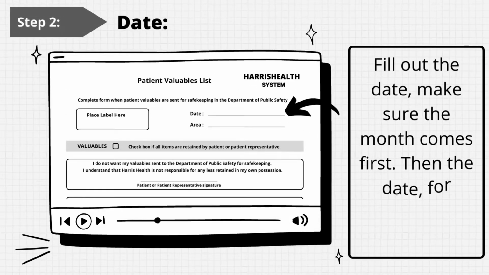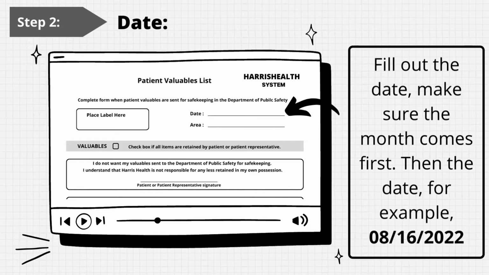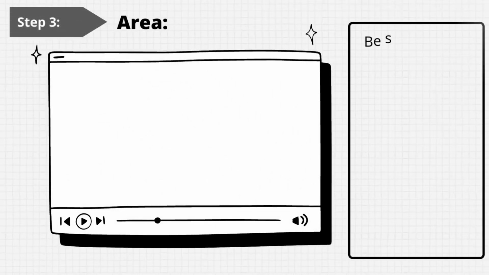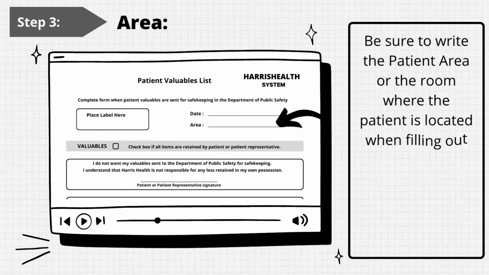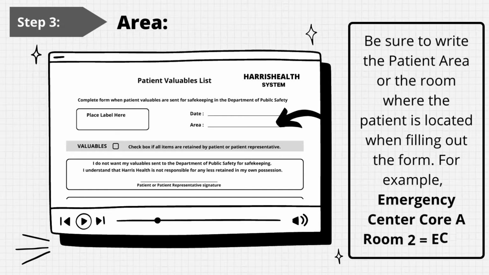Make sure the month comes first. Then the date, for example, August 16, 2022. Step 3. Area. Be sure to write the patient area or the room where the patient is located when filling out the form. For example, Emergency Center Cora Room 2 equals ECA2.